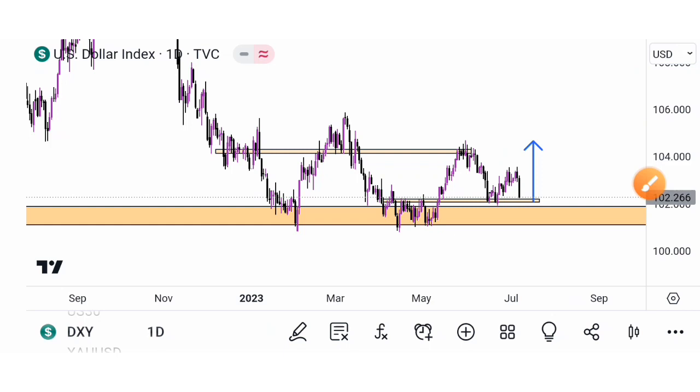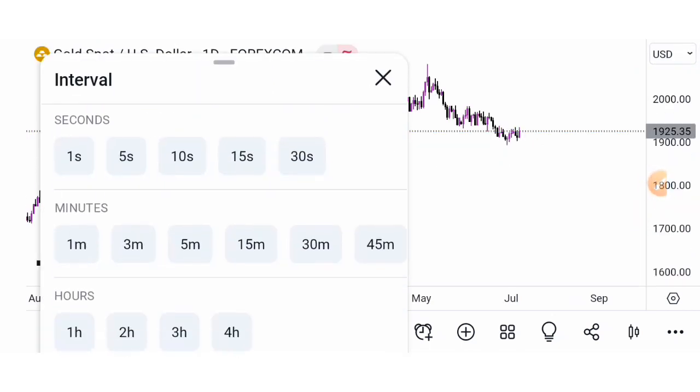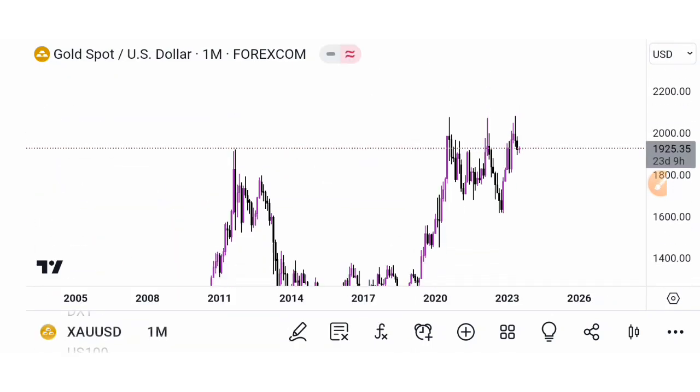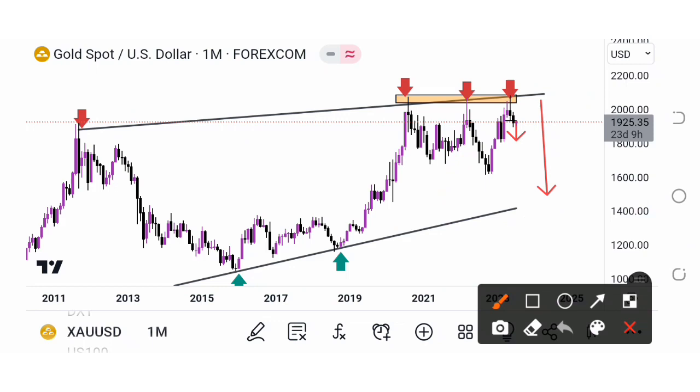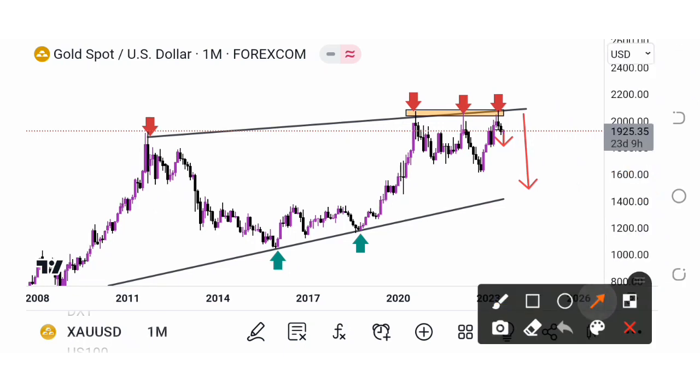Now going to the next pair of the day, which is gold. Let's go on a monthly time frame again. I'm bearish on gold, and I'll explain to you guys why. As you can see, I am bearish, and the reason is we come from an area of sensitivity over there, which is a resistance.